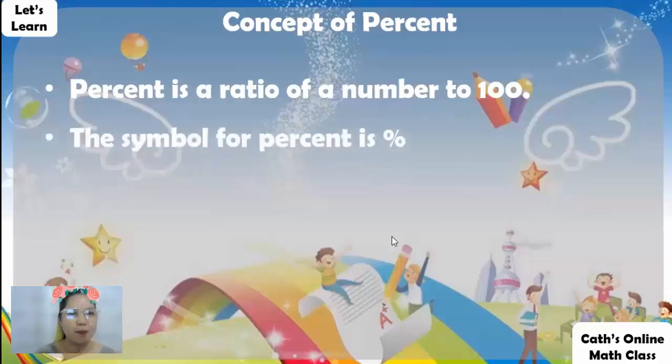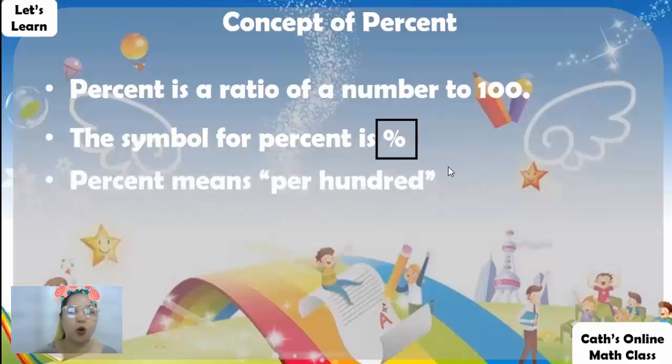Next, what is the symbol for percent? Now look at this one. The symbol for percent is this. It has 2 zeros, one at the top and the other at the bottom, and there is a fraction bar that divides them. Okay, so that is a percent.